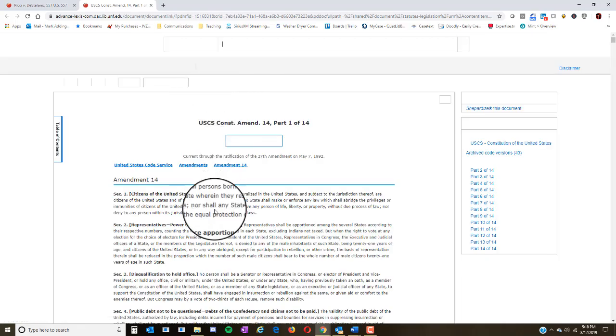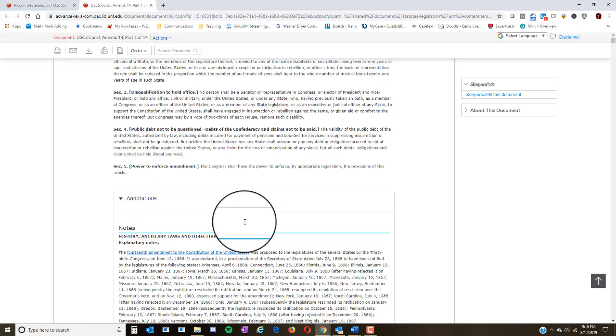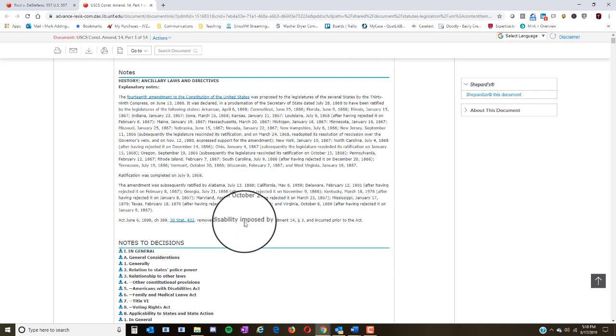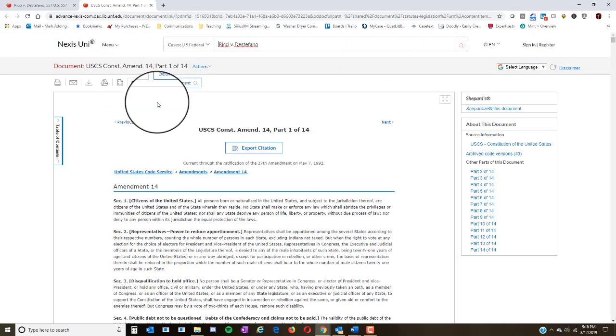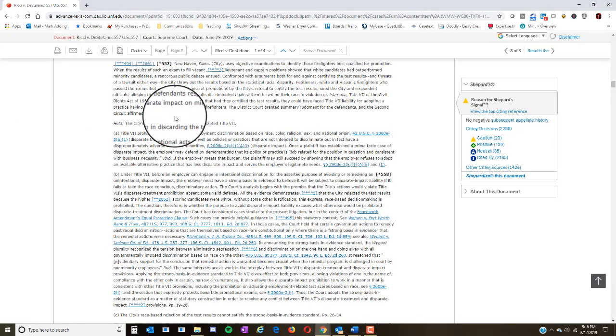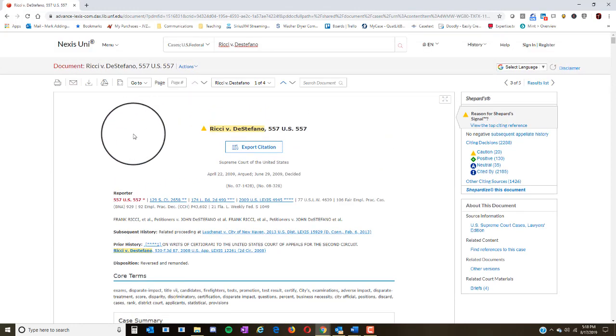But there might be other cases that the court is relying upon. It might be specific provisions, in this case of the Constitution, the 14th Amendment, and so it would bring up a copy of that. So there's just a great deal here that brings additional value beyond a Google search or even a Google Scholar search. So I thought it would be valuable for you to look at the database here and see if you have any questions.